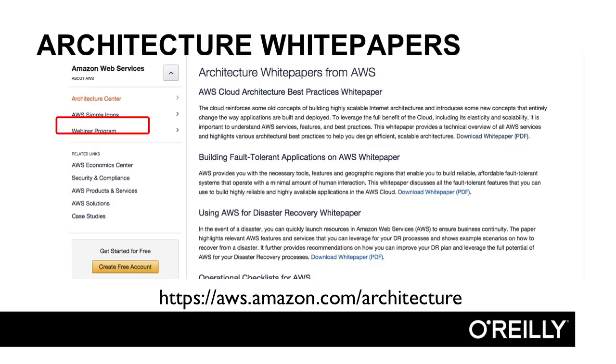We'll now look at the Architecture White Paper section. This is where AWS publish and maintain technical white paper documents, often with detailed implementation details. For example, the AWS Disaster Recovery White Paper highlights relevant AWS features and services that we can leverage for business continuity and provides guidance on how to prepare and recover from a disaster event.